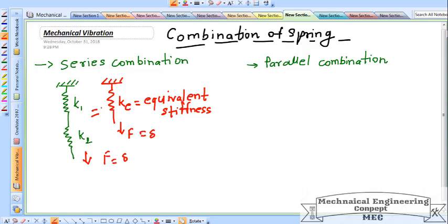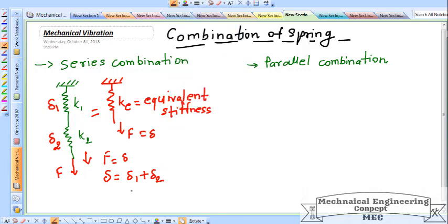How will the equation come out? Let us discuss. If I apply a force F in this series combination, then spring 1 will deflect by del 1 and spring 2 will deflect by del 2, and the total deflection will come out as del. So the final equation will be del is equal to del 1 plus del 2. The total deflection del will be del 1 plus del 2.